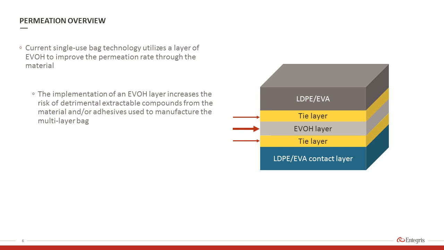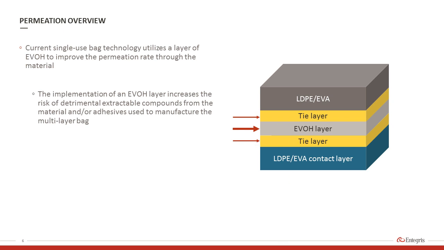The current state of single-use bags calls for the utilization of an EVOH layer to provide a gas permeation barrier. The wetted surface layer is sometimes low-density polyethylene, or EVA. The middle layer is the EVOH gas barrier layer, and then the outer layer may be EVA or polyethylene or potentially other polymers. This combination of layers, while it creates a low gas permeation assembly, raises the risk of detrimental extractables due to the addition of adhesives needed to bond the layers together.